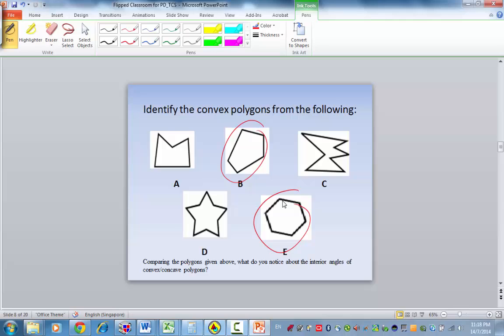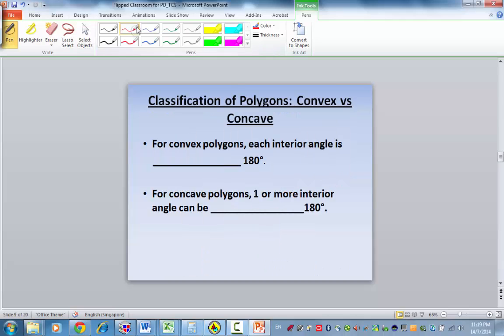Now, can you notice the interior angle of a convex polygon and the interior angle of a concave polygon? For the convex polygon, each interior angle is smaller than 180 degrees. For the concave polygons, one or more interior angles can be greater than 180 degrees.